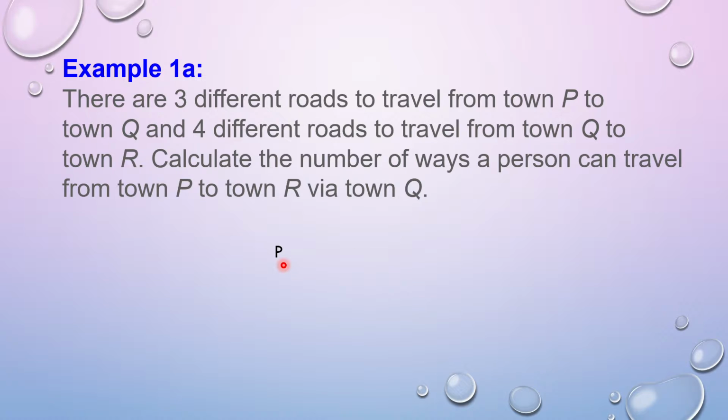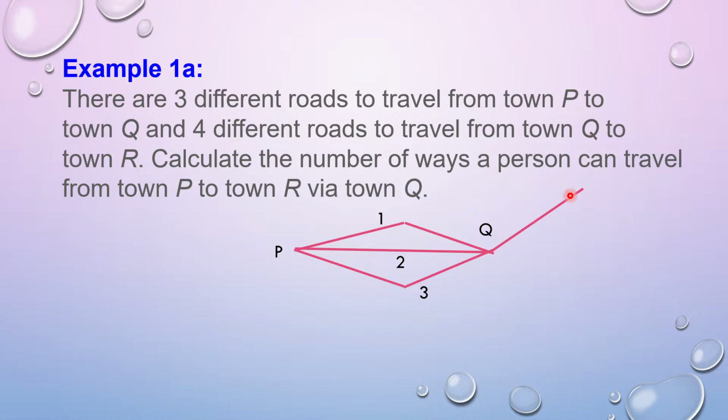Let's say we start from town P. From town P to Q, we have 3 different routes. Let's say this is the first route, followed by the second route and the third one, to reach town Q. Then from Q to R, we have 4 roads: first road, second road, third road, and the fourth one.